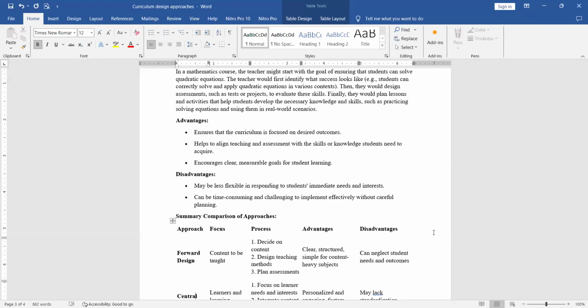Students are not taught what they want, right? The achievement and the objectives are decided at the curriculum development level. So they decide what should be taught to them. And it can be time consuming and challenging to implement effectively without careful planning.